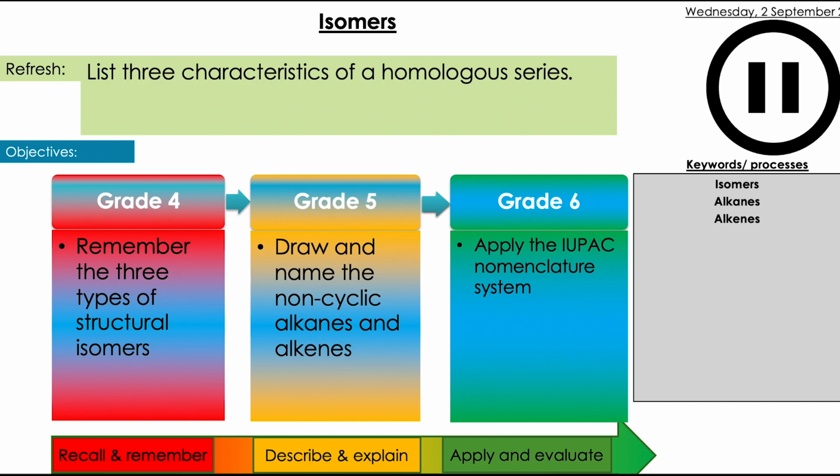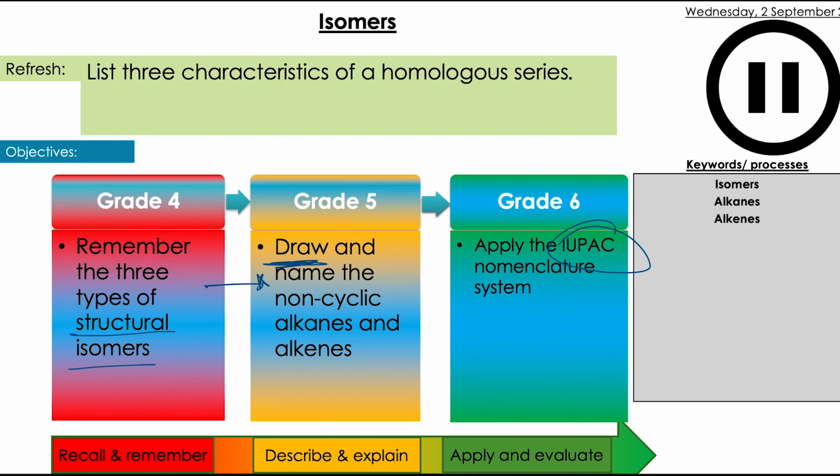As usual, there's a little refresh question from last video, which is listing 3 characteristics of homologous series. Before you get on with that though, let's just have a look at what we're going to try and do. The first thing we're going to look at is the 3 types of structural isomers. Hopefully that will give us the skills we need to be able to draw and name non-cyclic alkanes and alkenes, and then develop with the IUPAC nomenclature system.